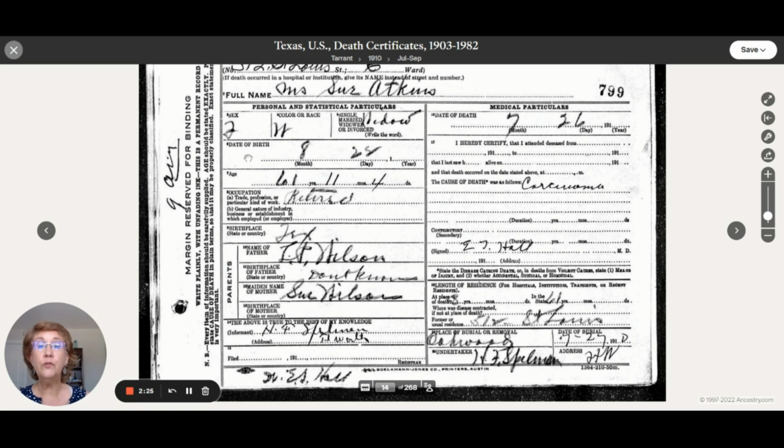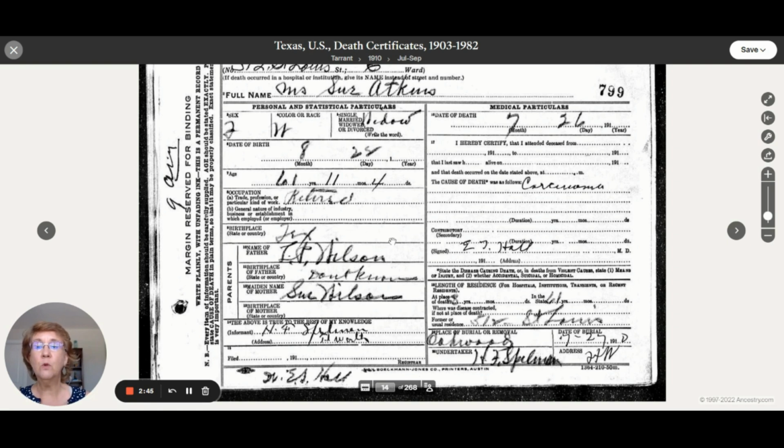We have a date of birth. So we had that she was born in August. It looks like we'll call it the 28th, could be the 24th. We can calculate the year because we know that she was 61 years of age, 11 months, and 4 days. So we have a very specific age, which means we can then go ahead and determine her birth date.